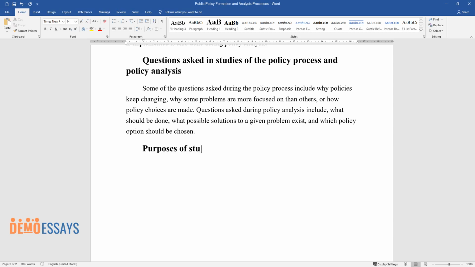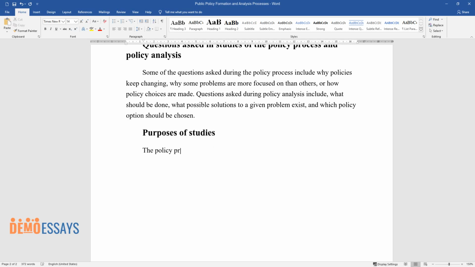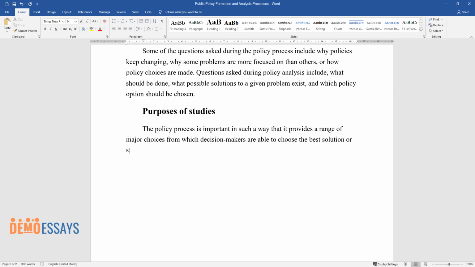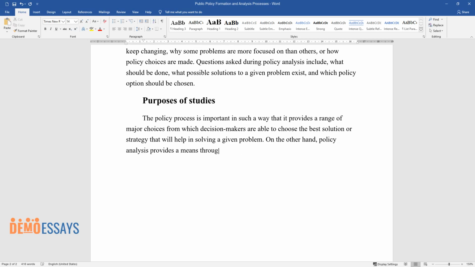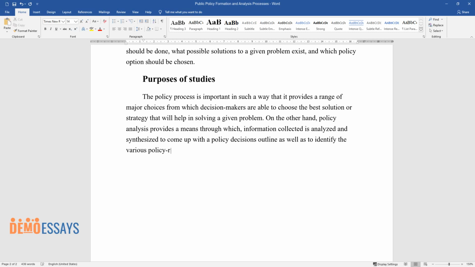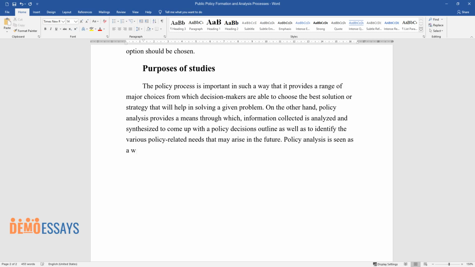Purposes of studies. The policy process is important in such a way that it provides a range of major choices from which decision-makers are able to choose the best solution or strategy that will help in solving a given problem. On the other hand, policy analysis provides a means through which information collected is analyzed and synthesized to come up with a policy decision's outline as well as to identify the various policy-related needs that may arise in the future. Policy analysis is seen as a way of giving advice.